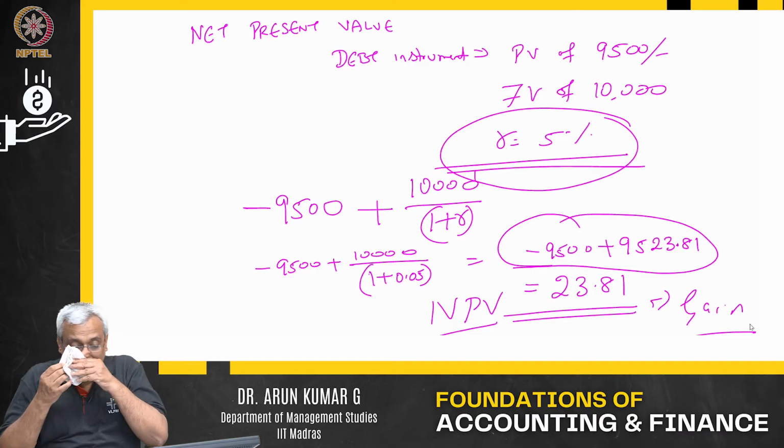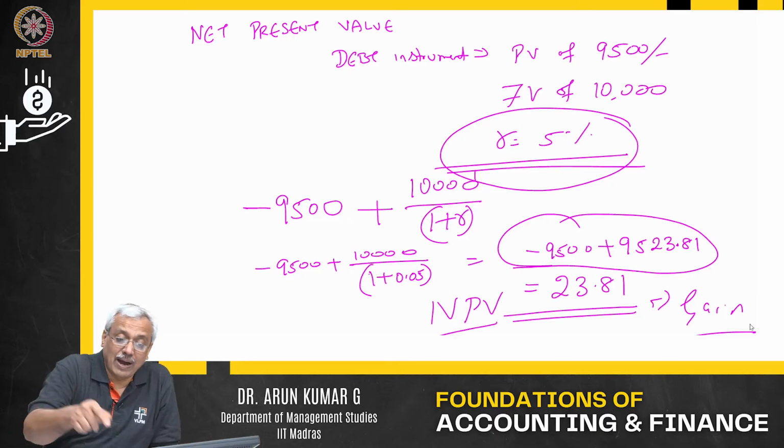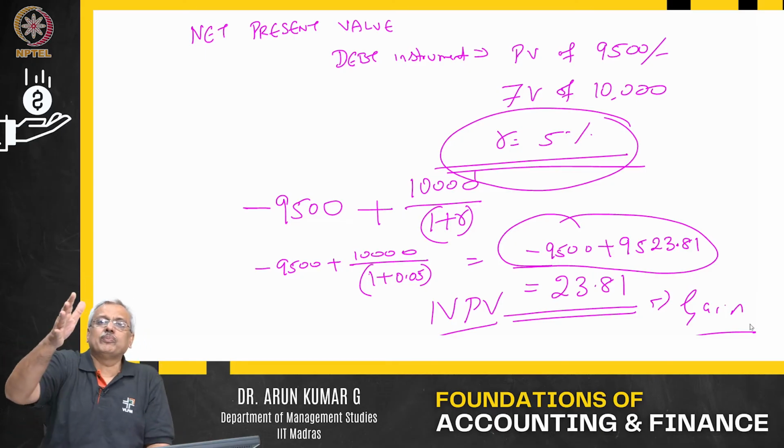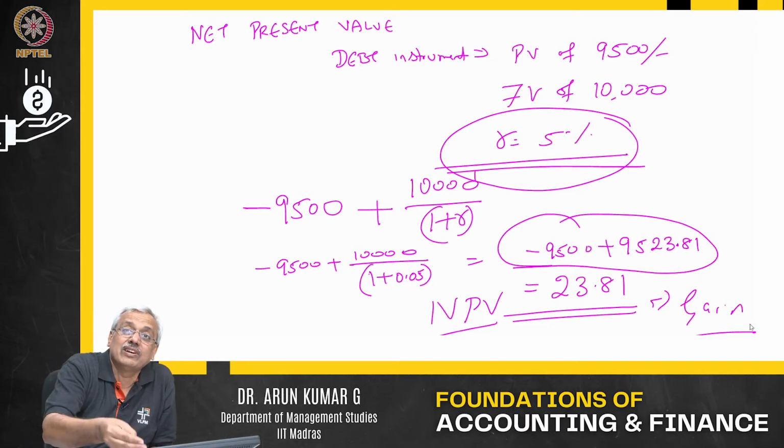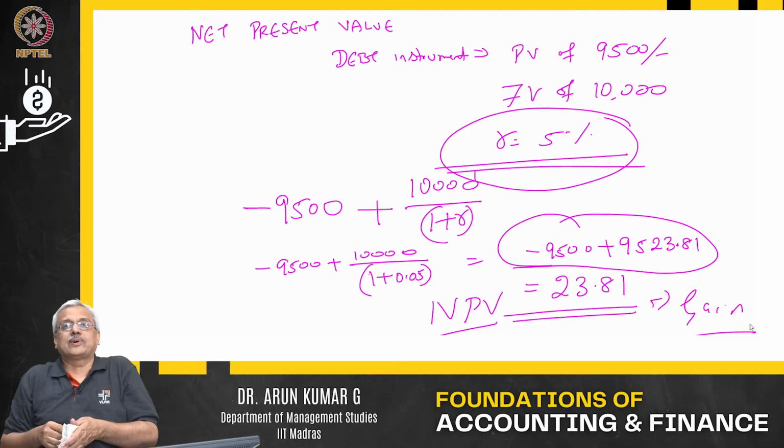So should I accept this? Should I buy this at 9,500? Yes, I will have to buy this at 9,500 if my expected return is 5%, because I will make a little more money than my expected return.